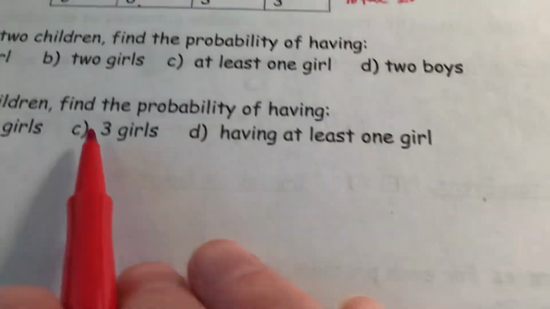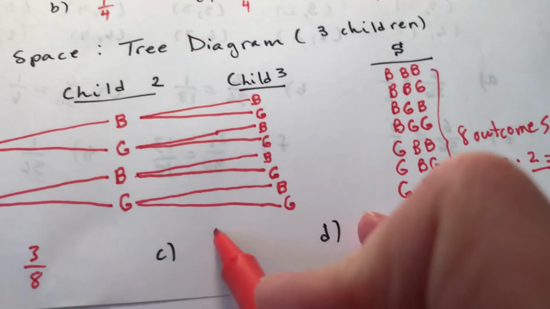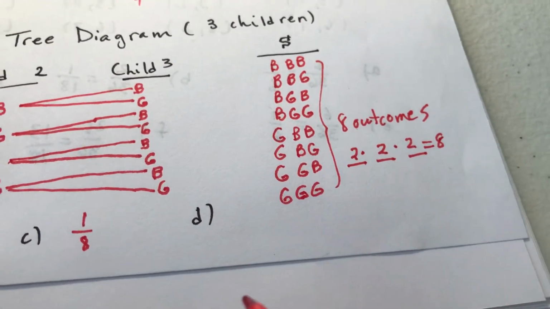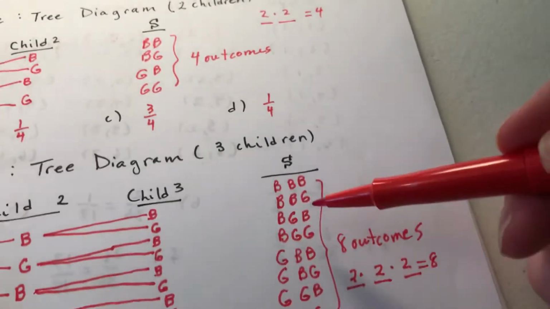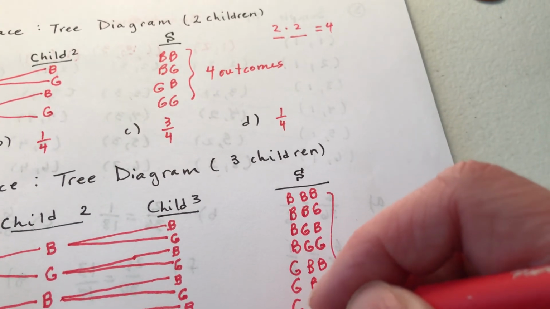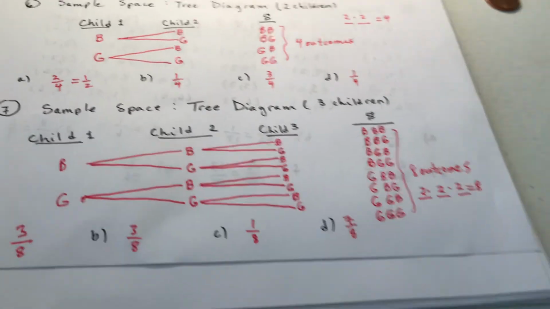All right. Probability of 3 girls. That one's easy. That's this. There's only 1 chance out of 8 to get 3 girls. That was very unlikely. Having at least 1 girl would be all of these except for the one with all boys. So that would be 7 out of 8.